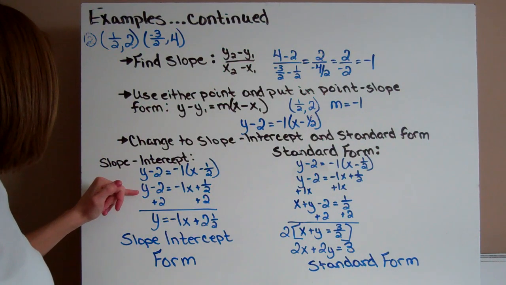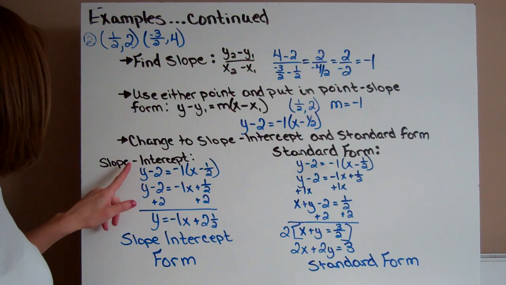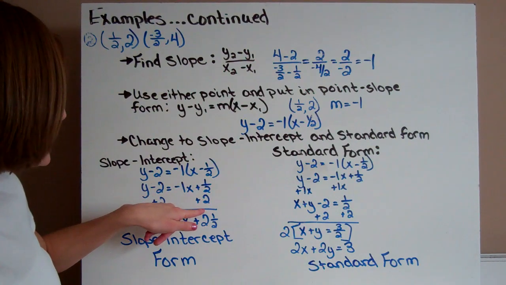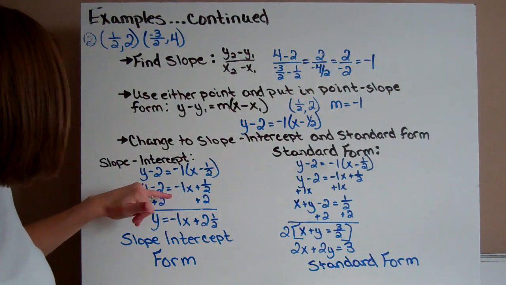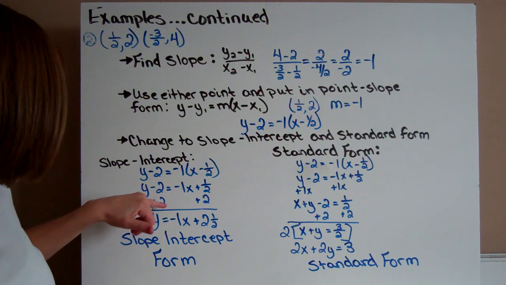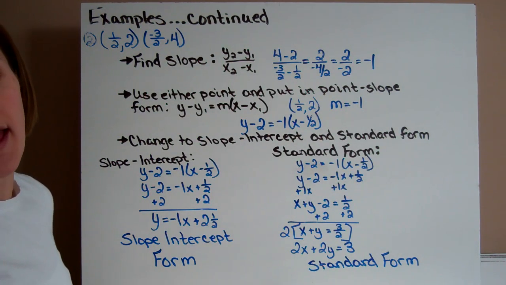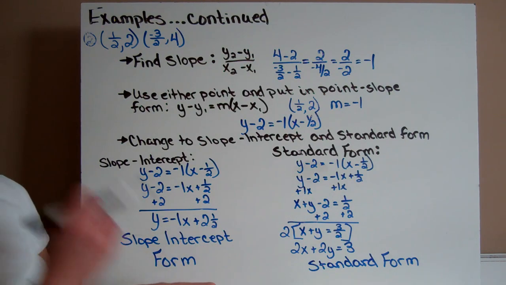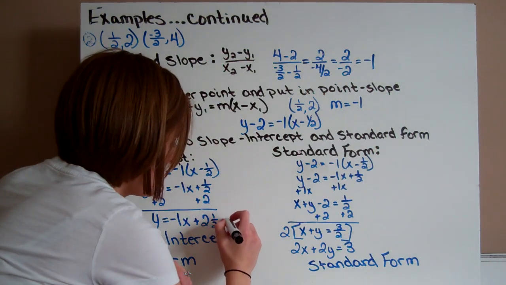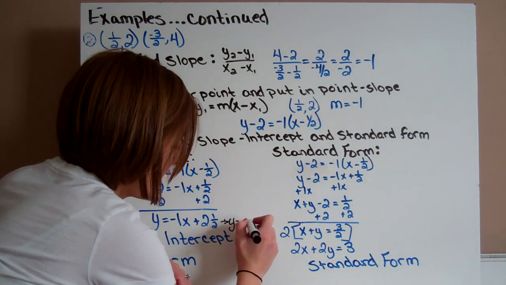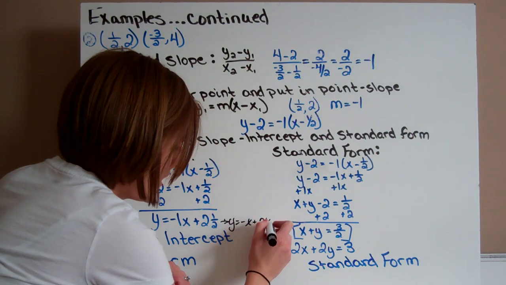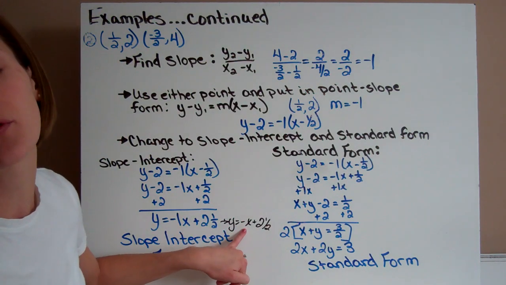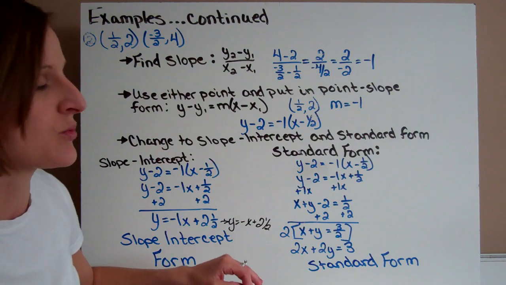Alright, and on this side I still have y minus 2. Alright, I need y by myself, so I'm adding 2 to both sides. 1/2 plus 2 is 2 1/2. And over here you just have y and you still have the negative 1x. Alright, so you can write it as y equals negative 1x plus 2 1/2, or you can end up writing it as y equals negative x plus 2 1/2. Either way works and it means the same, because remember, if we don't put the 1 in front of the x, it's just understood as 1.